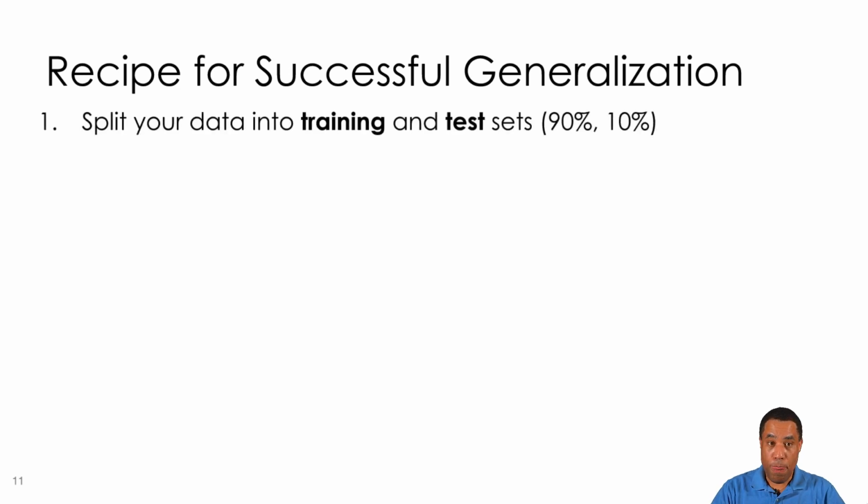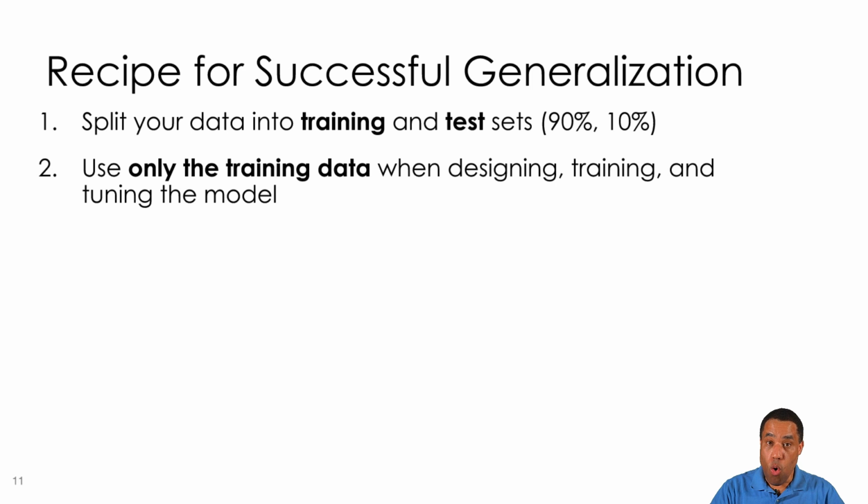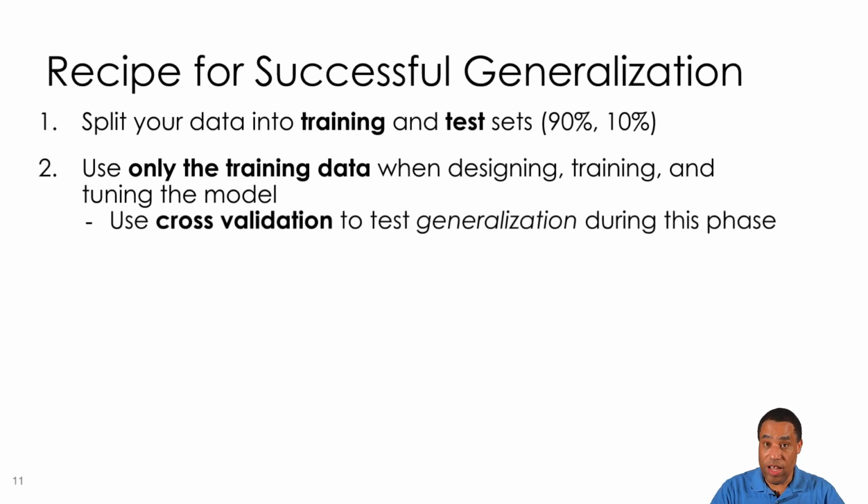So let's go over a recipe for successful generalization. So the first thing you want to do is take your data and split it into a training set and a testing set. Typical split, 90% for training, 10% for testing. Put aside that test data set. We're only going to use the training data when we're designing, training, and tuning our model. Okay, we're going to use cross-validation to test the generalization of our model during this training phase. We're not going to look at the test data. Yet again, I'm going to say that.